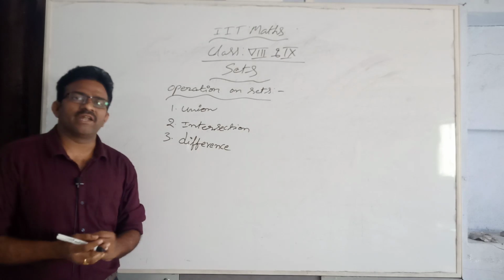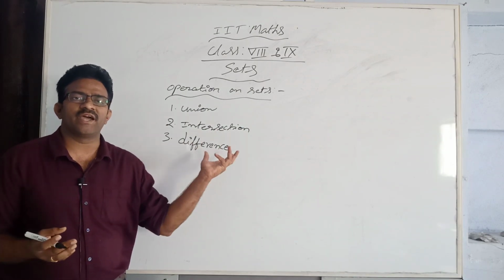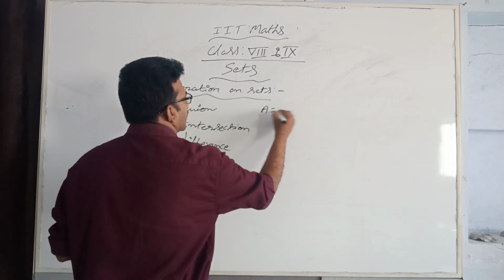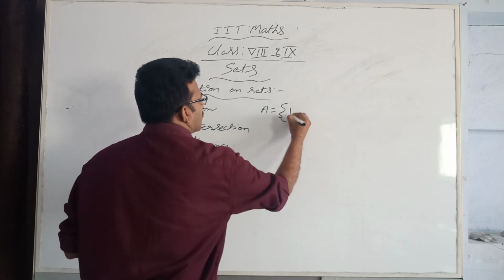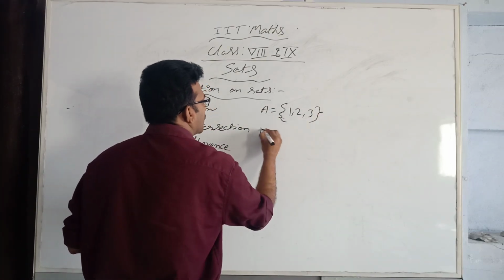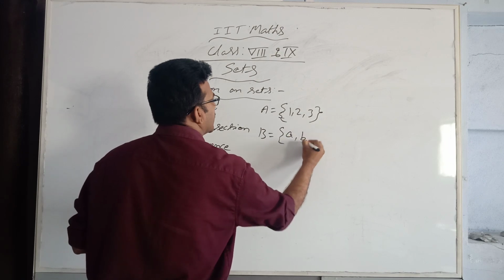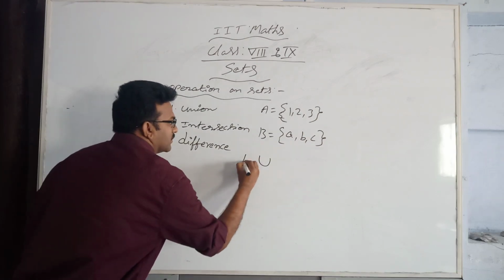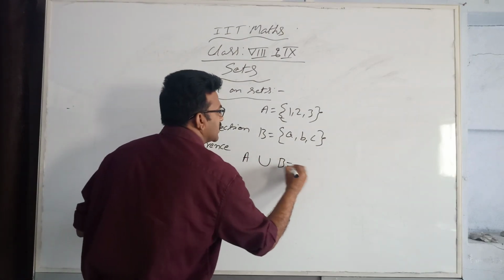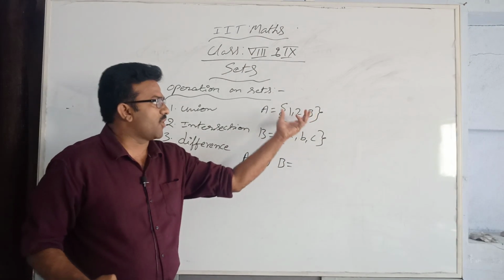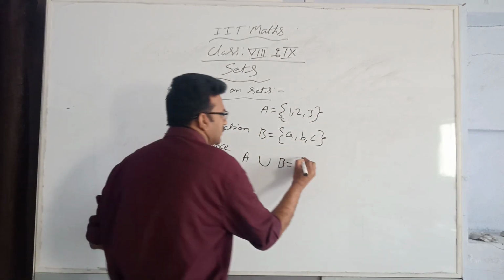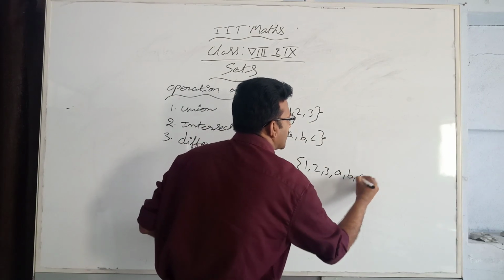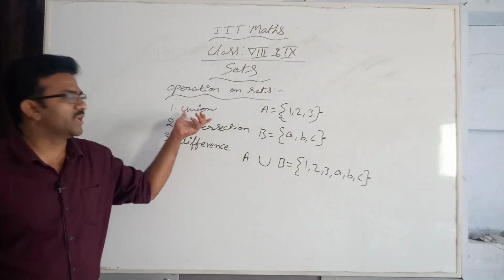Union. If A and B are any two non-empty sets, then all elements in A and B together can be taken as a union of the sets. For example, A equal to set 1, 2, 3, B equal to set a, b, c. Union is denoted with this symbol. Then A union B is equal to all these elements in A and B together, that is set 1, 2, 3, a, b, c. So this is the union operation.